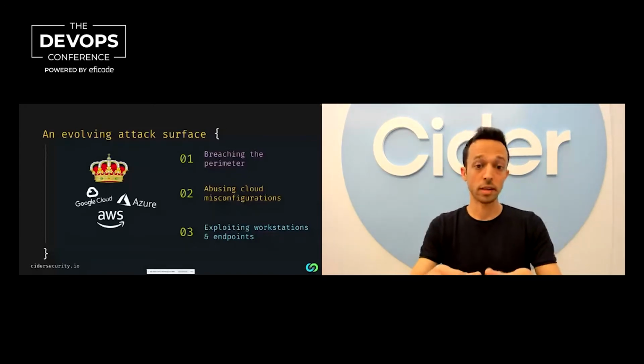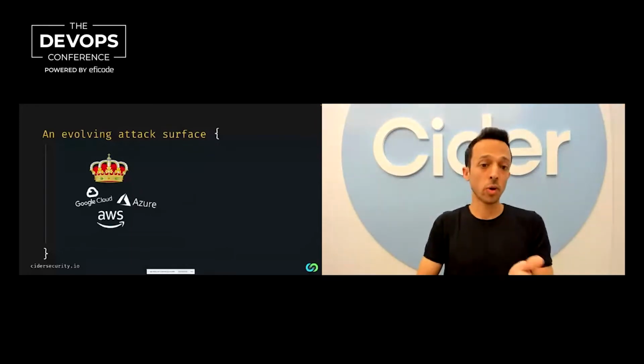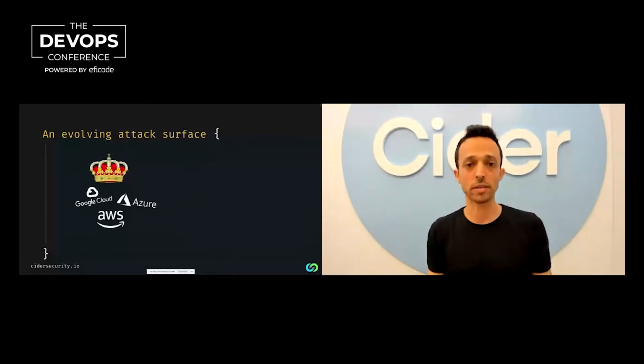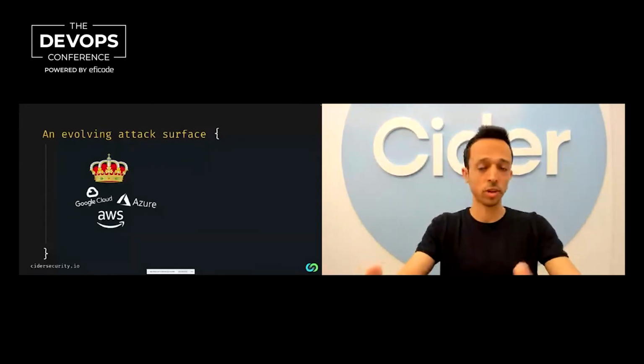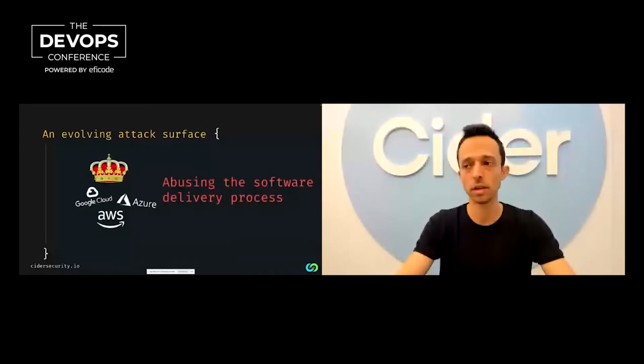So as the attackers are having a hard time exploiting these vectors today, they are aware of how popular CI/CD is, as you just saw in the graph. And recently, especially during the past year or two, we see an evolving attack surface, which is abusing the software delivery process, taking advantage of the connectivity and processes involved in shipping application and infrastructure code to production.